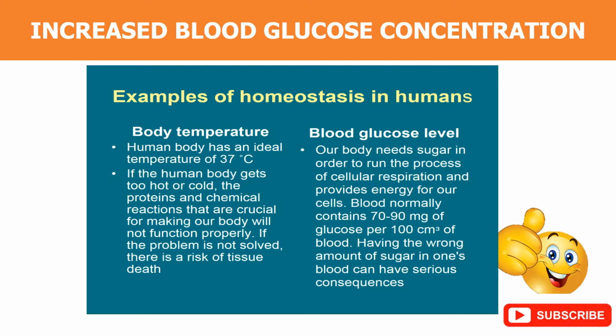Blood glucose level. Our body needs sugar in order to run the process of cellular respiration and provide energy for our cells. Blood normally contains 70 to 90 mg of glucose per 100 cm³ of blood. Having the wrong amount of sugar in one's blood can have serious consequences.